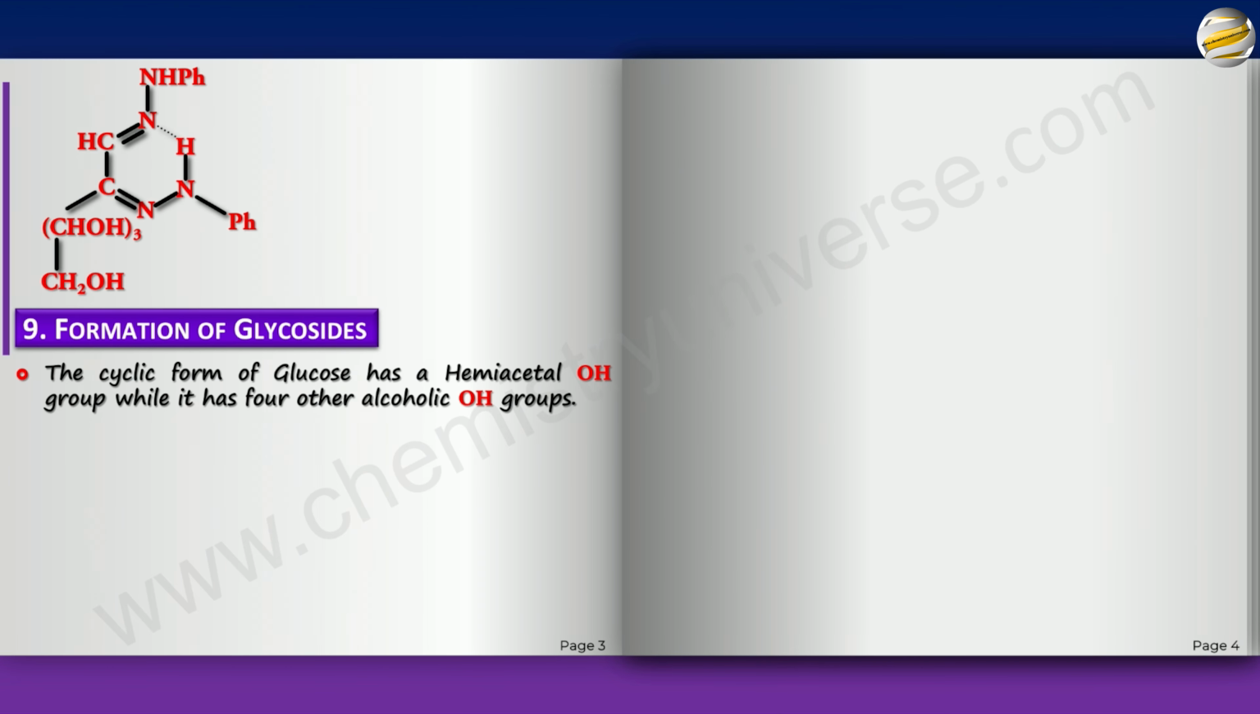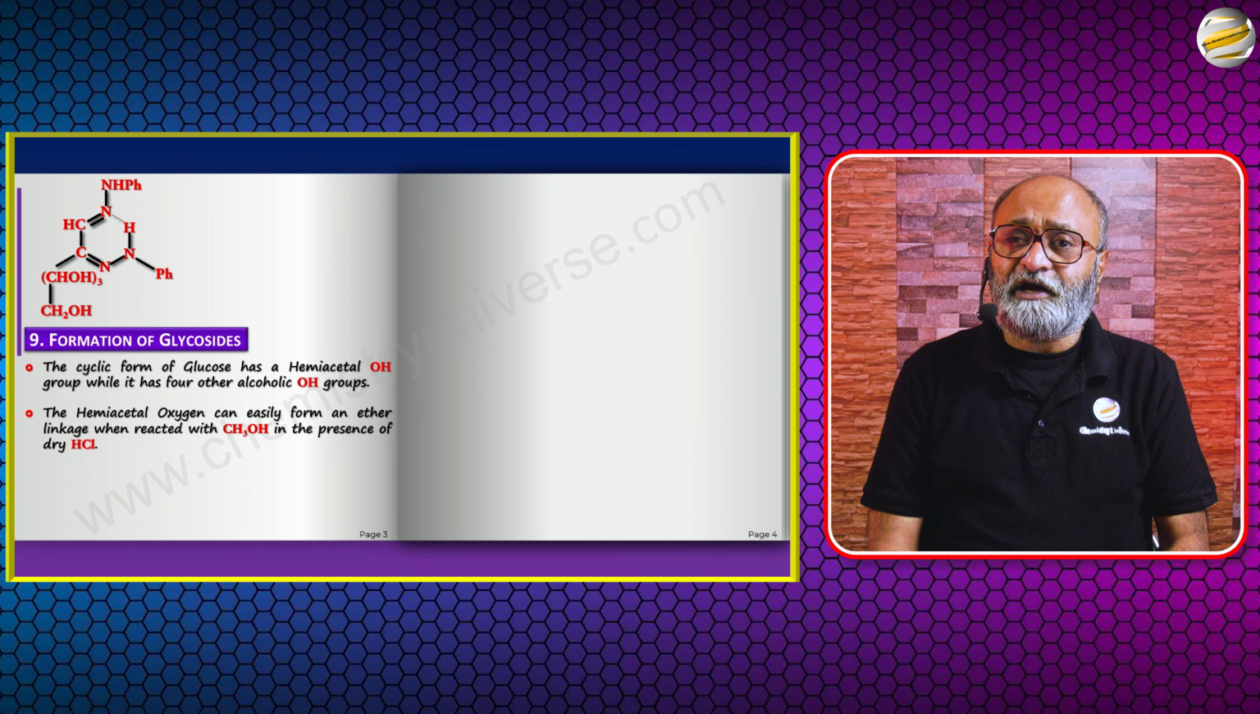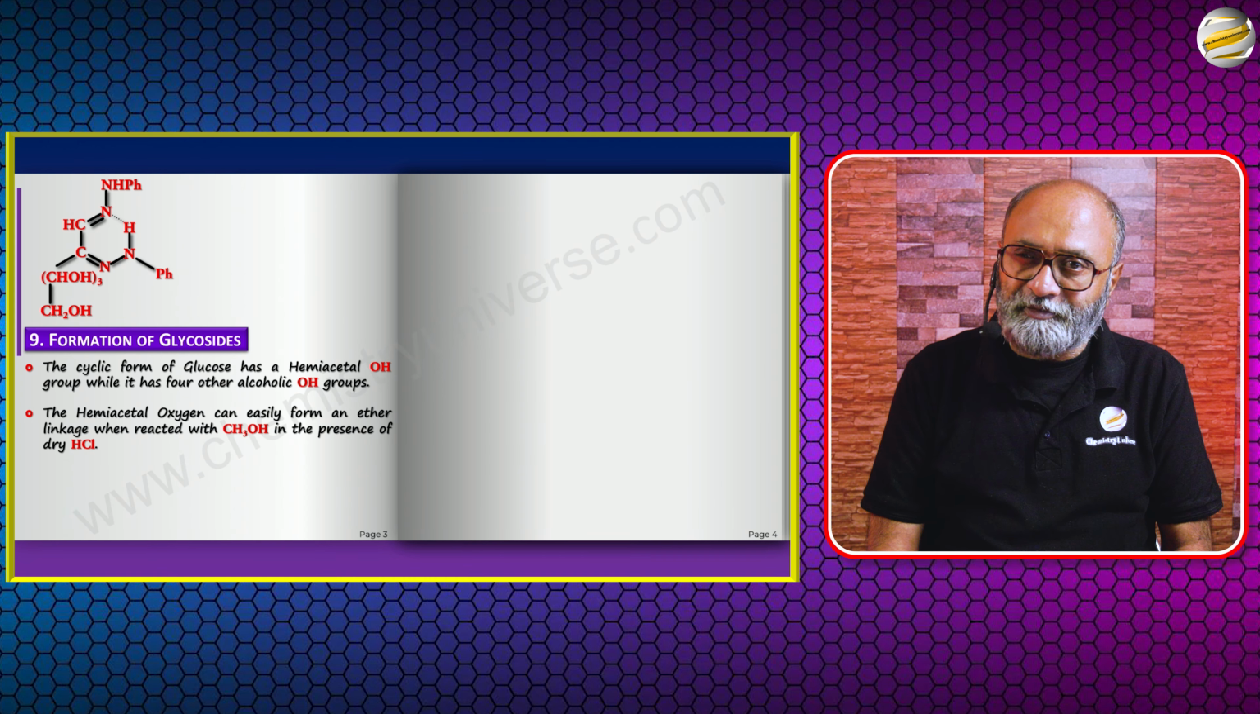We know this, right? The hemiacetal oxygen can easily form an ether linkage when reacted with CH3OH in the presence of dry HCl. Remember, dry HCl is required for converting an aldehyde into an acetal, a ketone into a ketal. So right now let's focus on aldehyde because we are looking at glucose. So aldehyde first becomes hemiacetal. Hemiacetal becomes acetal. So when you react the hemiacetal ring form of glucose with CH3OH, that is 1 mole of an alcohol, in dry HCl, that is the typical reaction for formation of an acetal.